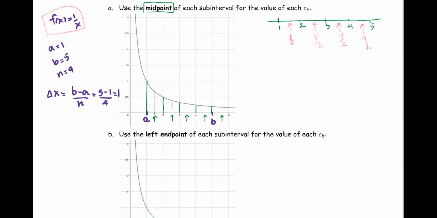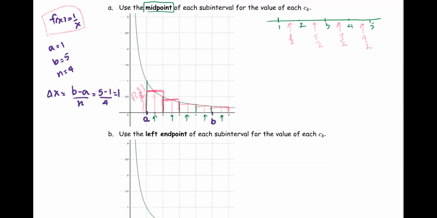So I'm going to draw the line here to represent the height of each bar. That means my first bar has the height of the function at 3 over 2. And the next bar is the same. So use the midpoint to find the height of the bar. Okay.